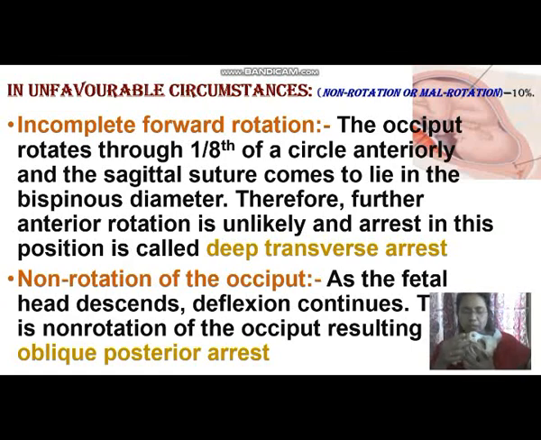So when it will deflex means like this. As a fetal head descends and deflection continues, there is a non-rotation of occiput resulting in oblique posterior arrest. So it will not rotate to the anterior, but there should be flexion and internal rotation. So if the flexion does not occur properly, that is extension, deflection is continuous, and non-rotation occurs, then what will happen? That will lead to oblique posterior arrest.